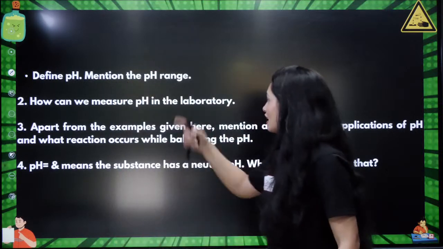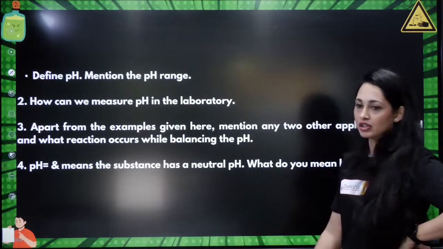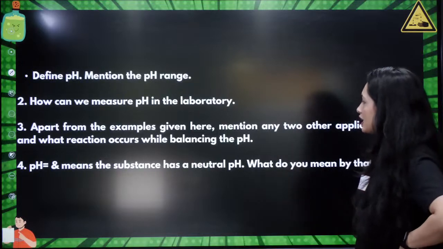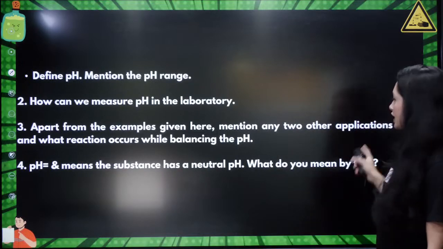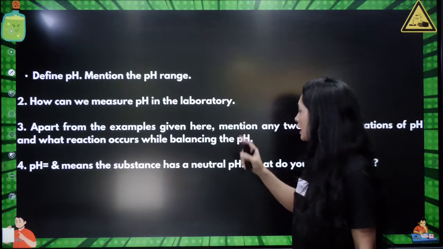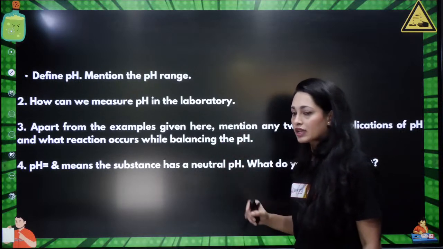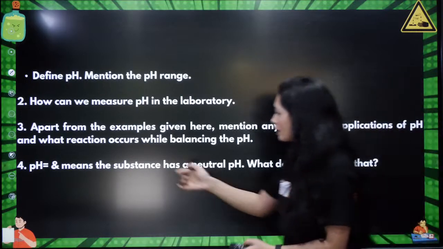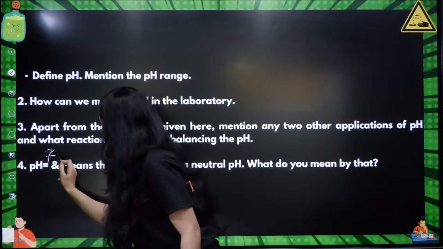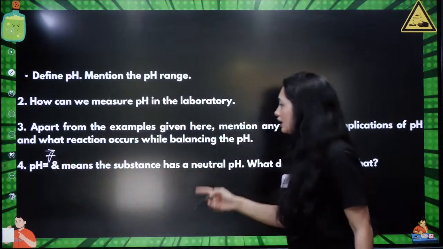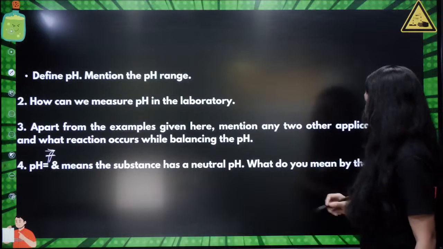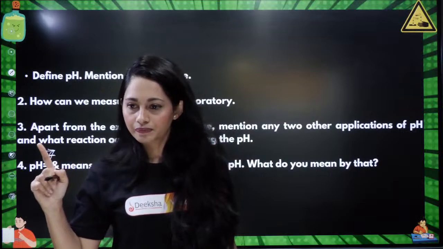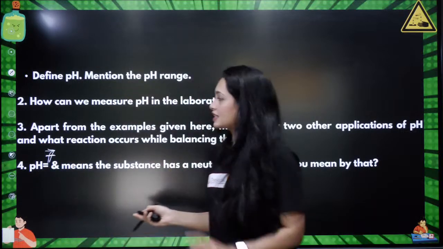Yeah. Define pH. Mention the pH range. How can we measure pH in the laboratory? Second question. Apart from the examples given here, mention any two other applications of pH. And what reaction occurs while balancing the pH? Fourth question. pH equal to 7 means the substance has a neutral pH. What do you mean by that? These are the questions. Let's read the paragraph and look for the answers in it.